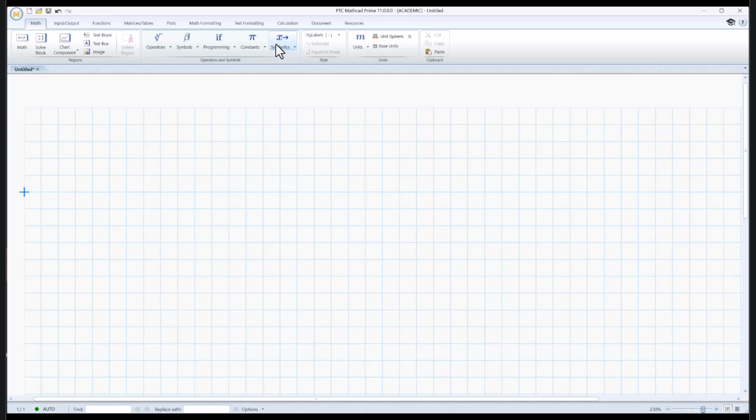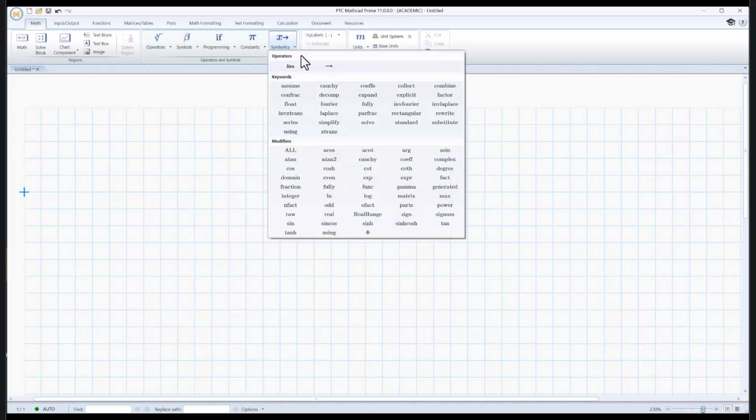Now you'll notice there's a whole Symbolics pull-down menu right there. There's that right-hand equal sign again, or right-hand arrow that makes the symbolic equal sign. And here's all these modifiers and keywords you can use. I'm not going to go through all of them, but I will go through some of them for you.